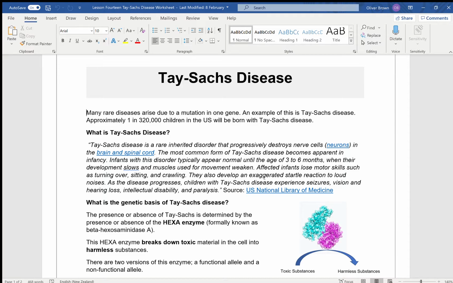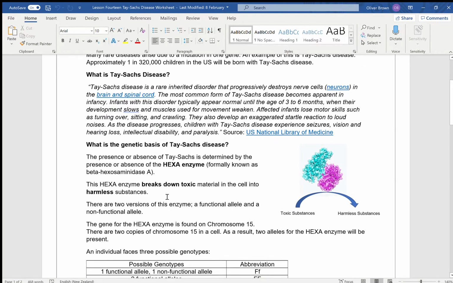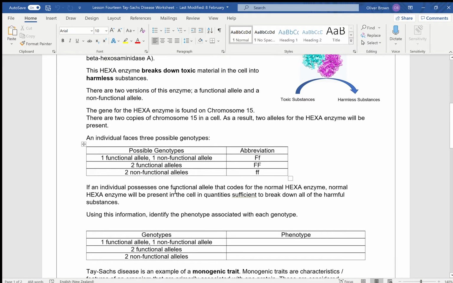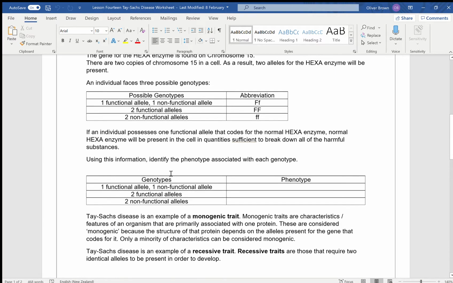And it's key that you understand that a monogenic condition is one that is primarily affected by one gene. And with Tay-Sachs disease, as you will have read, if you have a mutation in the hexa enzyme, if both of your alleles are mutated, so to speak, then you will develop Tay-Sachs disease. And so it's that idea that problems just with this one gene can result in you having Tay-Sachs disease. Okay, so if we scroll down to a couple of things you needed to fill in.